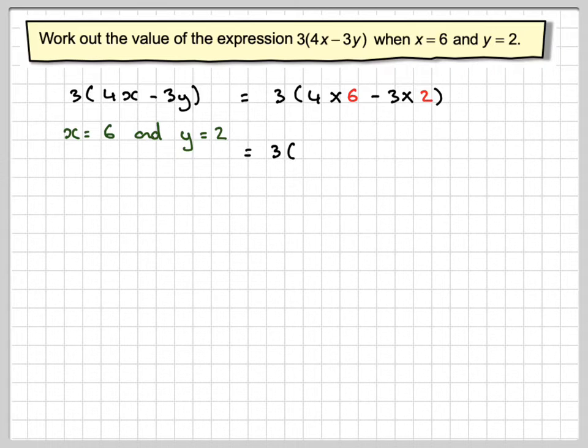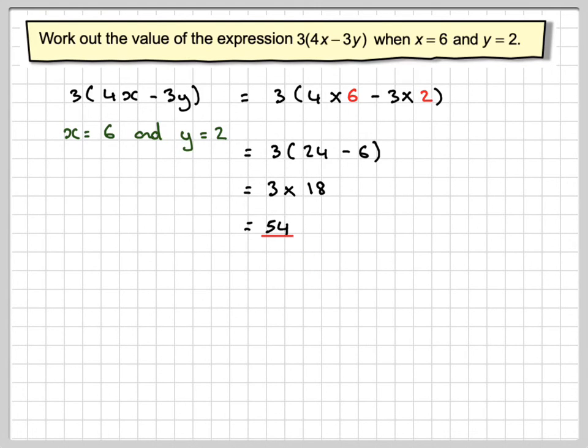So we get 3 brackets 4 times 6, which is 24, minus 3 times 2, which is 6. Still got to do the brackets first, so that's going to give me 3 times 24 minus 6, which is 18. And then 3 times 18 gives me a final answer of 54.